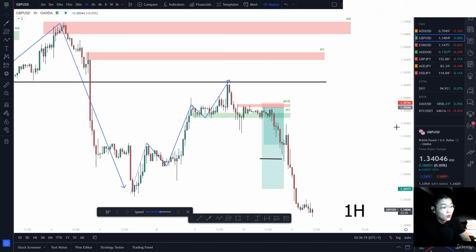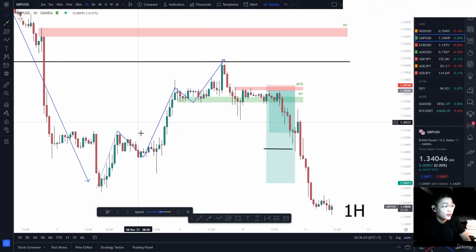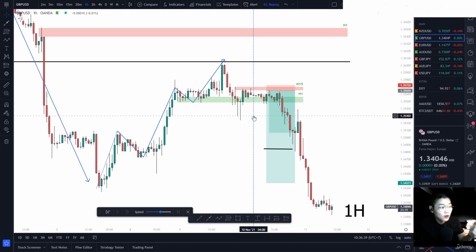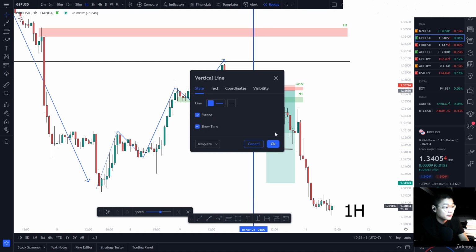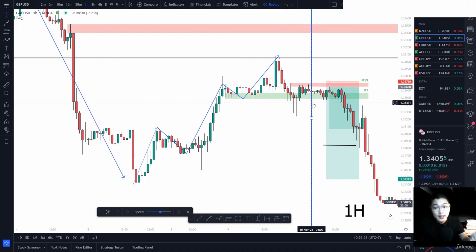On the 1 hour, you also need to analyze more because we have the pullback at this time. The time I analyzed this market is at this level. Here is the time I analyzed the market, on the blue line, and I will mark it here to make it easy for you to see.